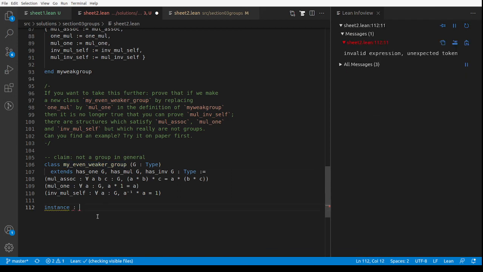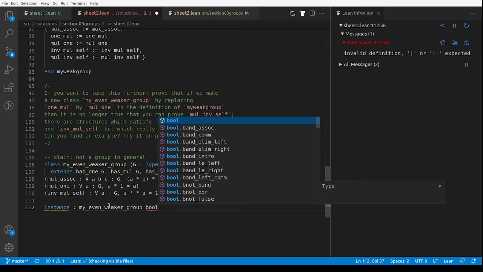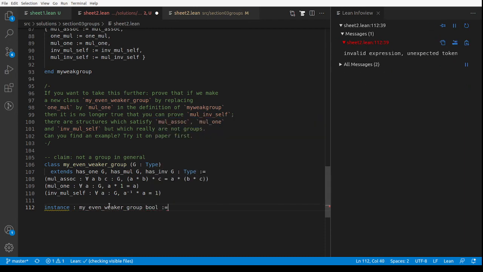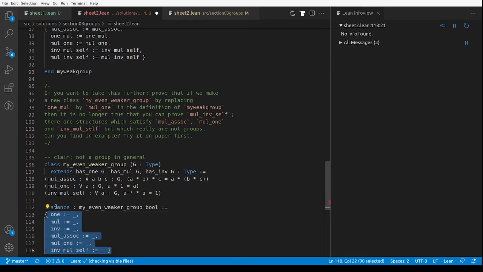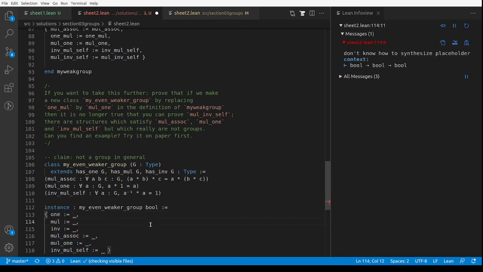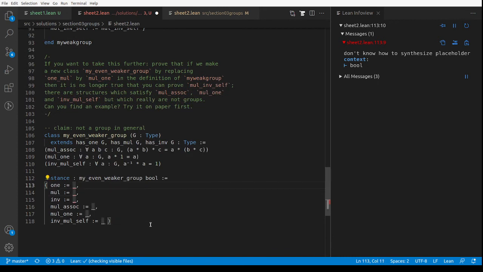I'm going to give bool this structure. It's just a convenient set with 2 elements. I'm going to take a set with 2 elements, and it's going to satisfy all the axioms of my weaker group. There we go. I just did a kind of cool mathlib trick.